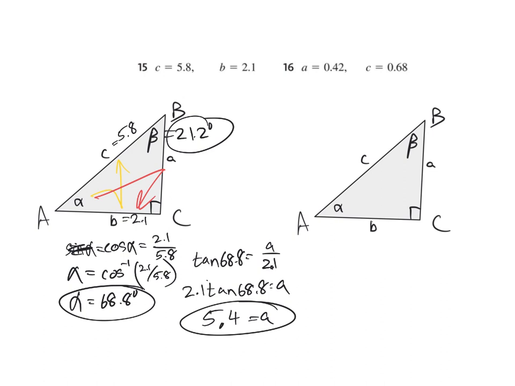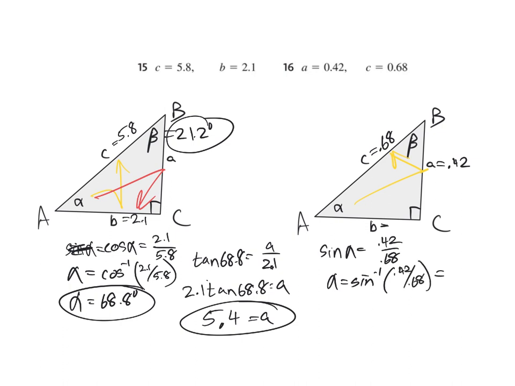Okay, number 16. C is 0.68. A is 0.42. So if we start with alpha, again, that's opposite over hypotenuse. That's the sine. So the sine of alpha is equal to 0.42 over 0.68. So alpha is the arc sine of 0.42 over 0.68. So we're going to take the arc sine of that, and we get 38.1 degrees for alpha. So 90 minus 38.1, and we get 51.9. So we get all these values here.